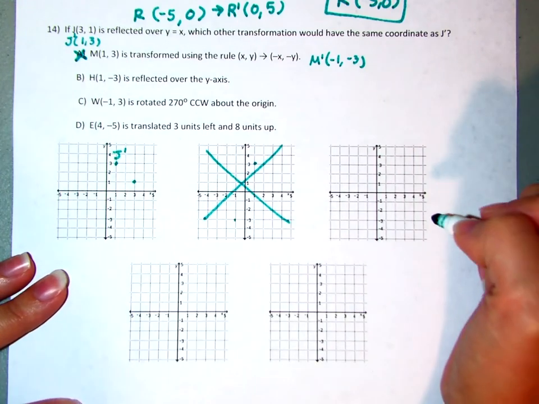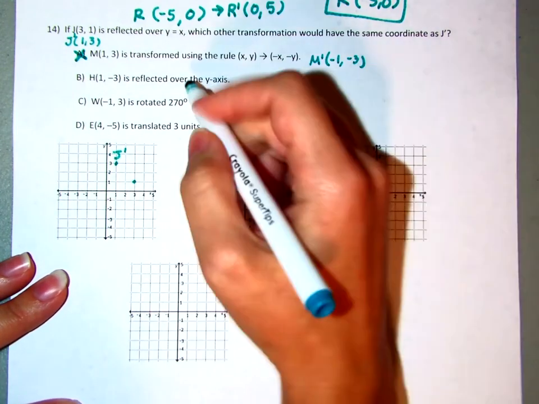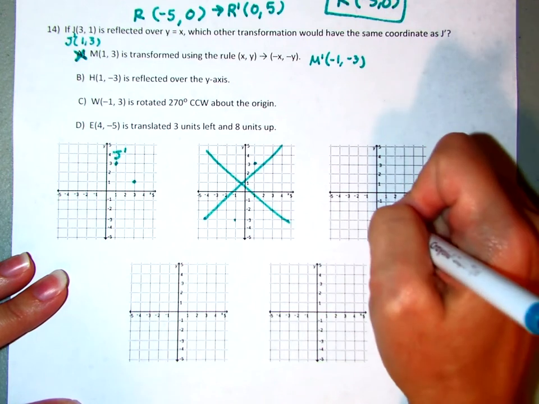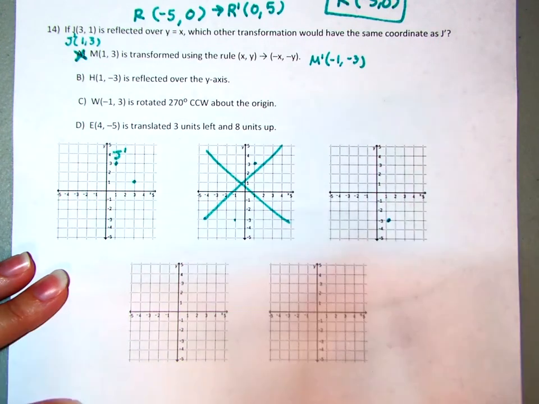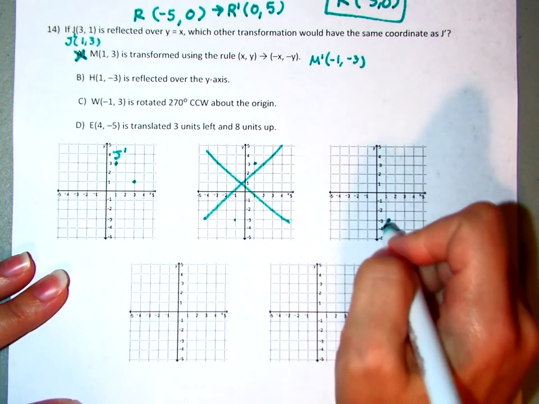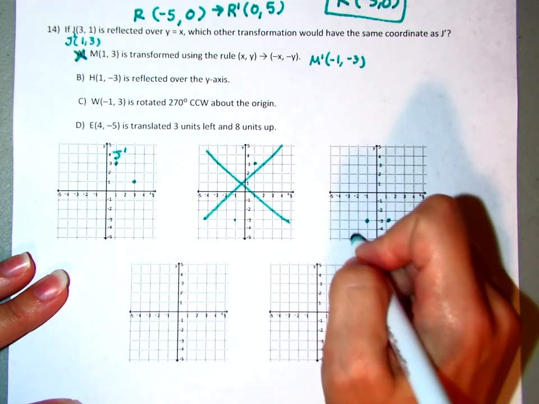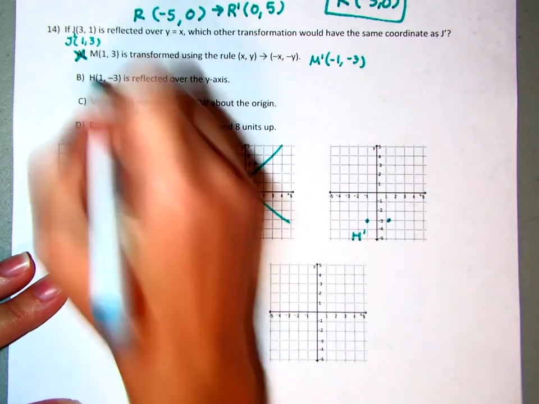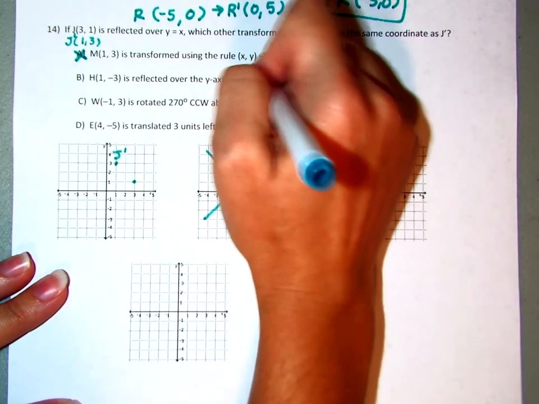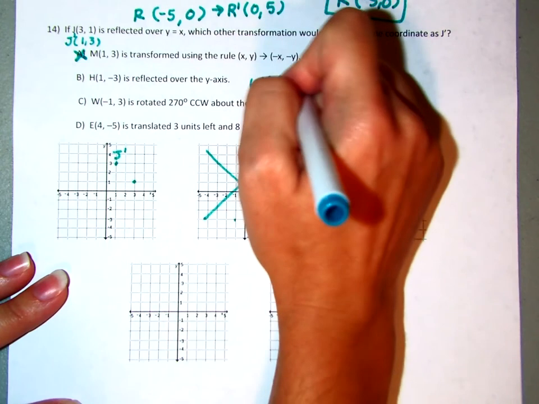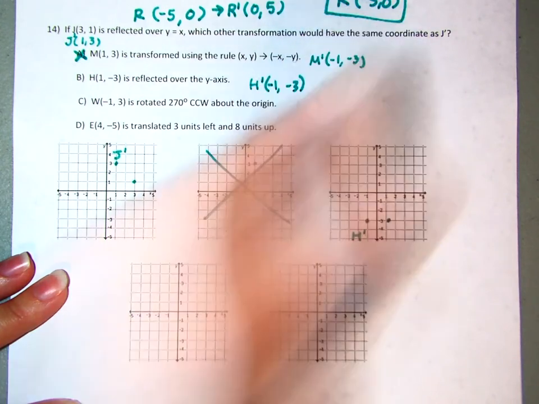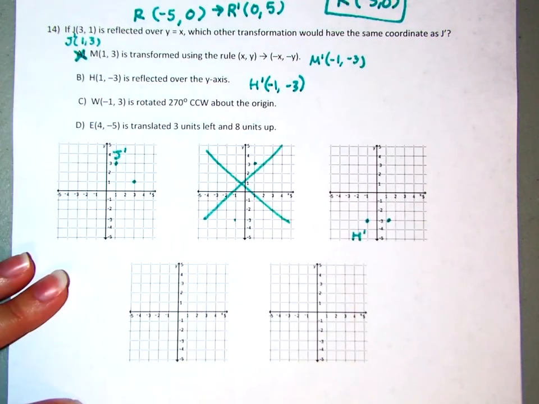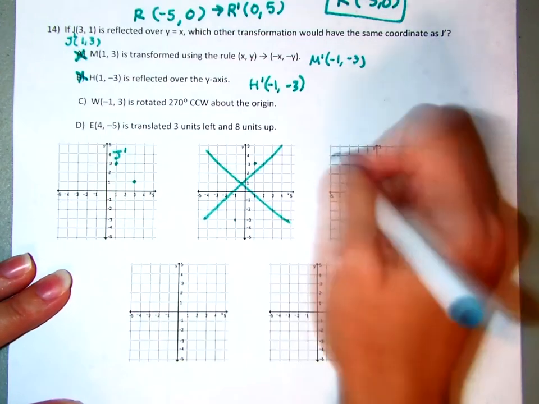Alright, so on B it says that H is at (1, -3), and then we're going to reflect it over the y-axis, so the y will stay the same. We're just going to reflect it here, which is where my H prime will be. So over the y-axis, the y stays the same, so that -3 stays the same, but the x goes opposite. That is not the same as this J prime, so this cannot be it.